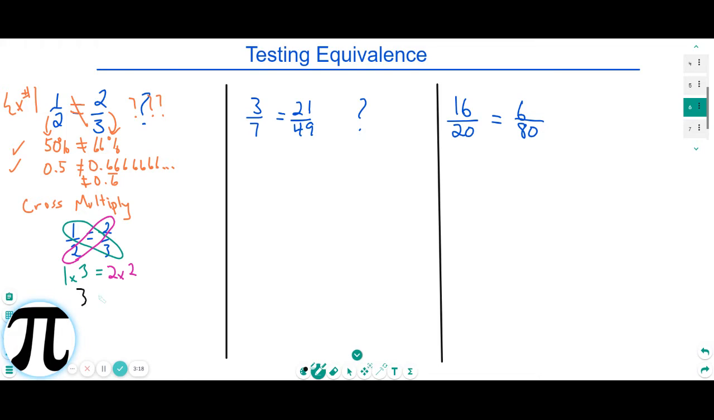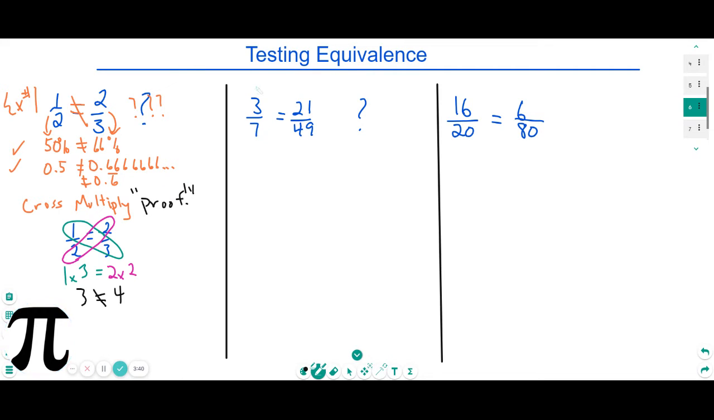What's 1 times 3? Well, 1 times 3 is 3. 2 times 2 is 4. Well, that's not equivalent. So cross multiplying can provide you, what we call, just a little detective work here, we can use cross multiplying to provide you proof. Okay? So let's go to example 2.